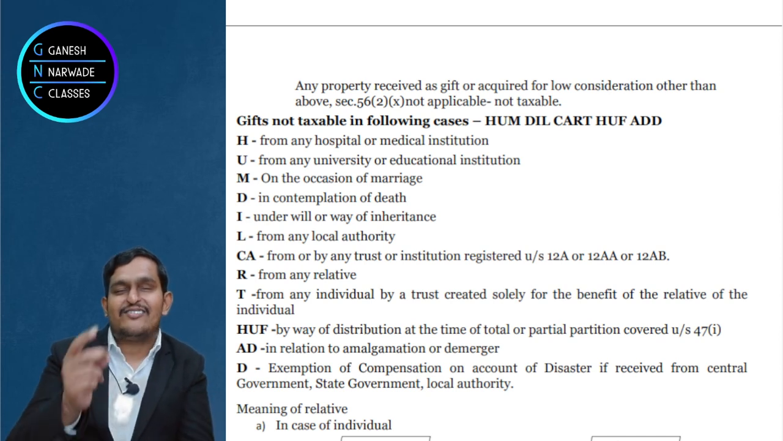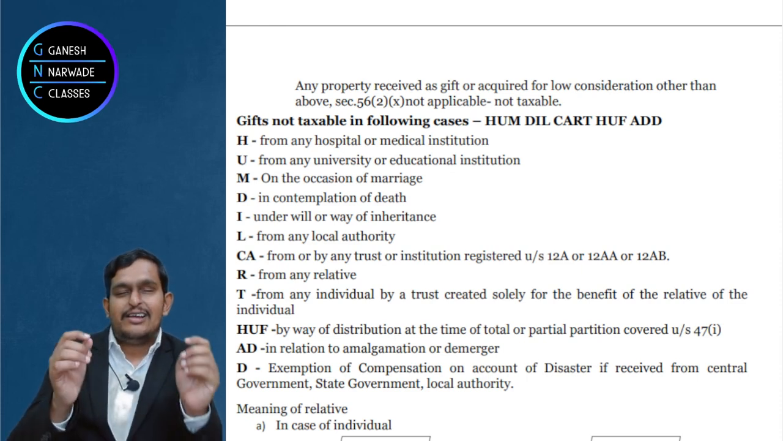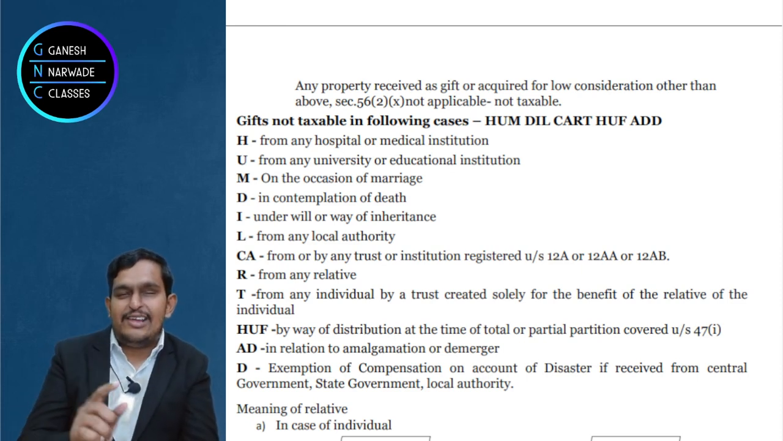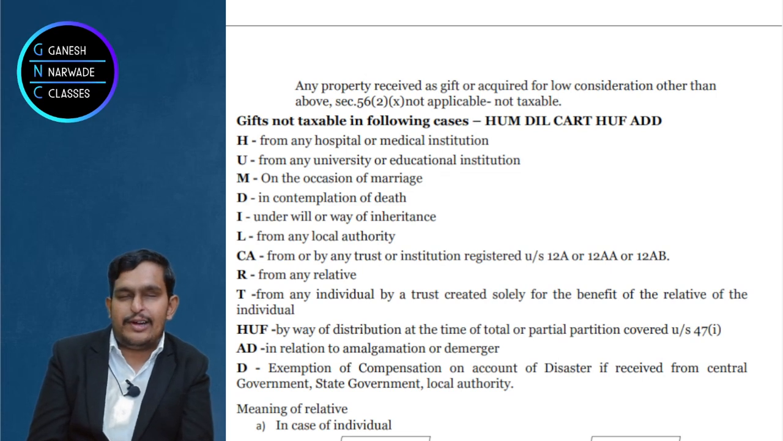So H for hospital and medical institution, U for university and educational institution, M for marriage, D for death: in case of death, if any assets are transferred. I for inheritance, a father transferring the property to children. Inheritance or will, we can use either word. So D and I: death and inheritance.